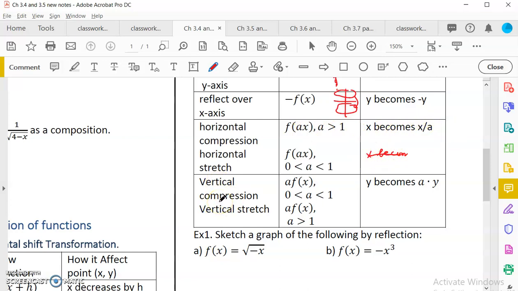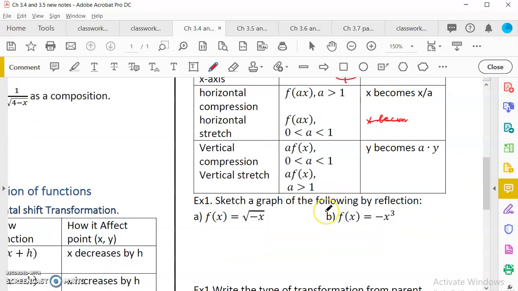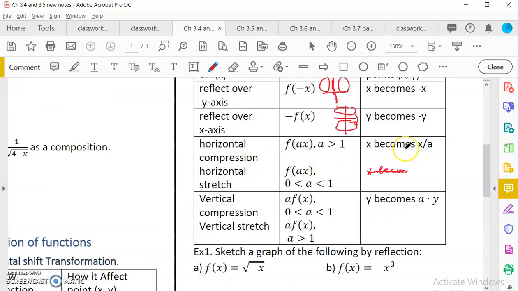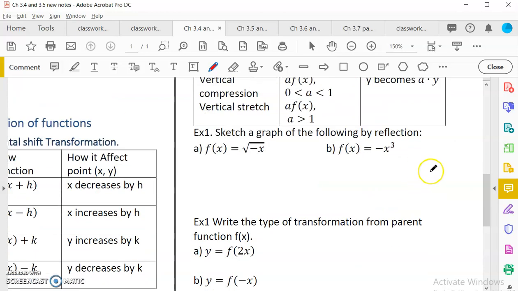Vertical compression and vertical stretch is when you multiply an a outside of f of x. So if it's a big number, then it's a stretch. If it's a small number, a fraction, it becomes a compression. And y becomes a times y. So these are the four more transformations. Let's see how to do this first.